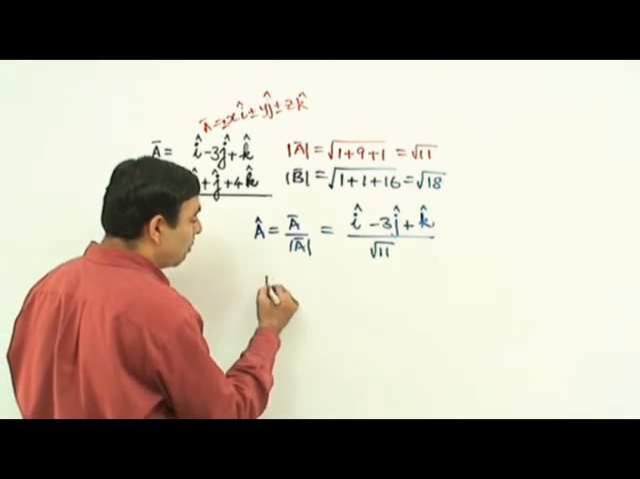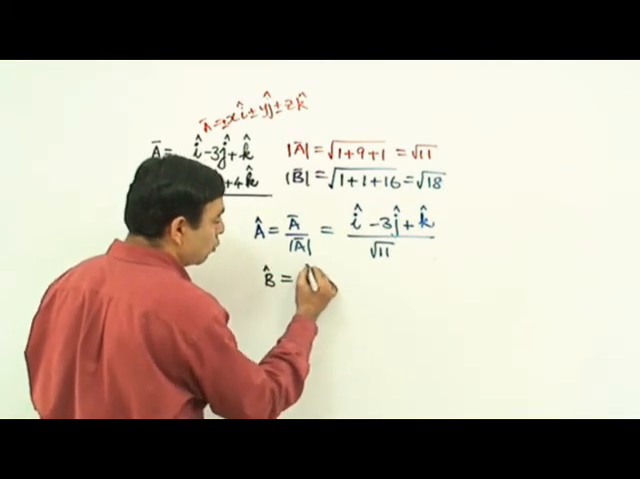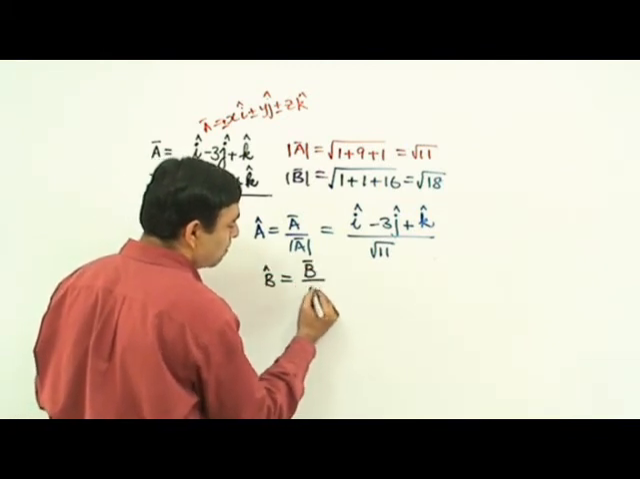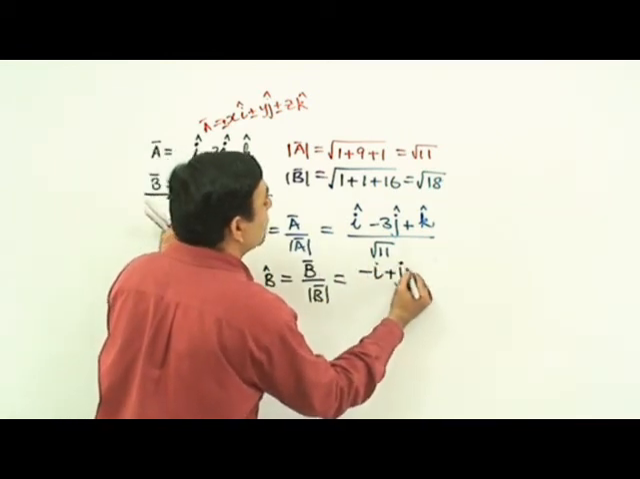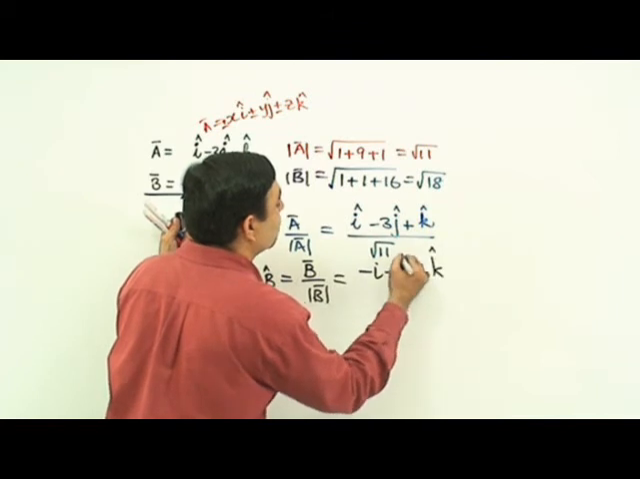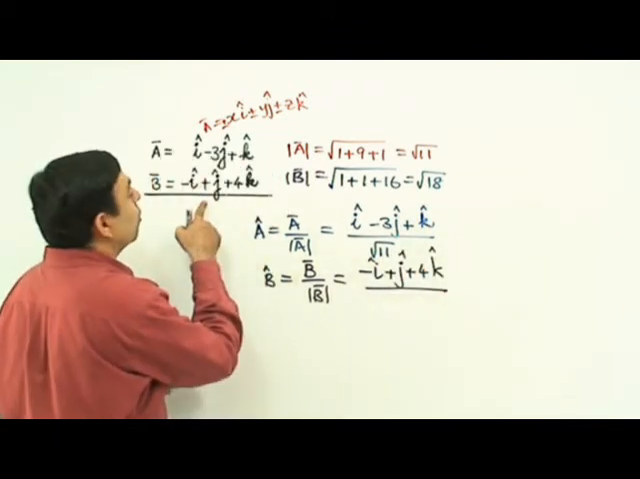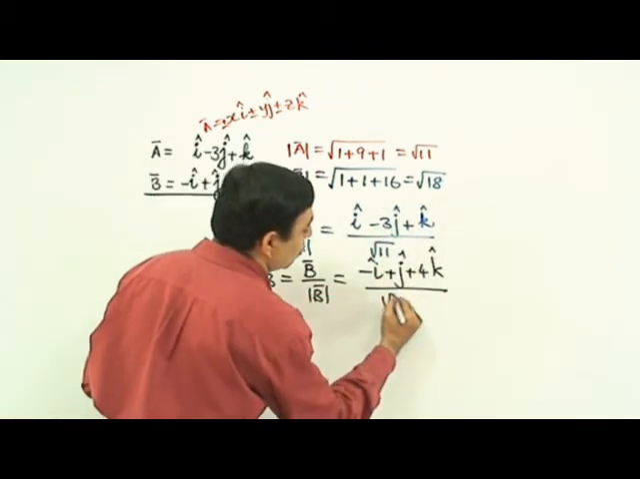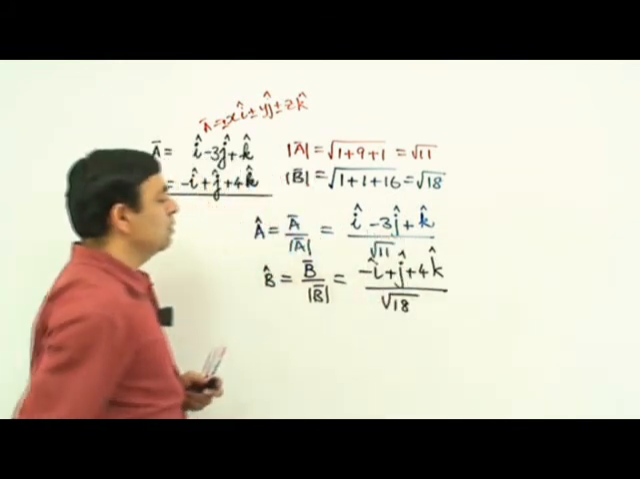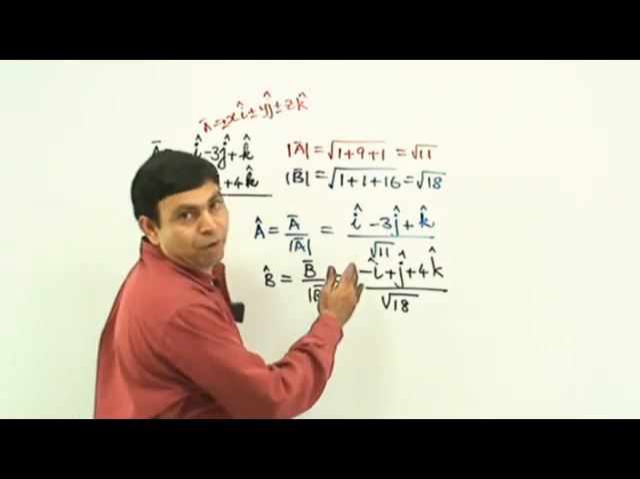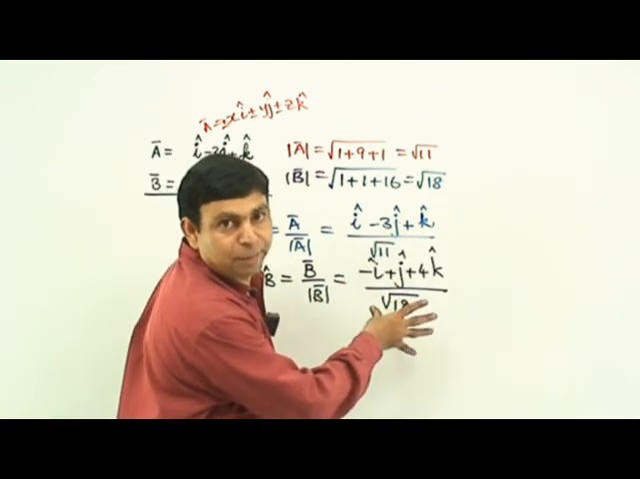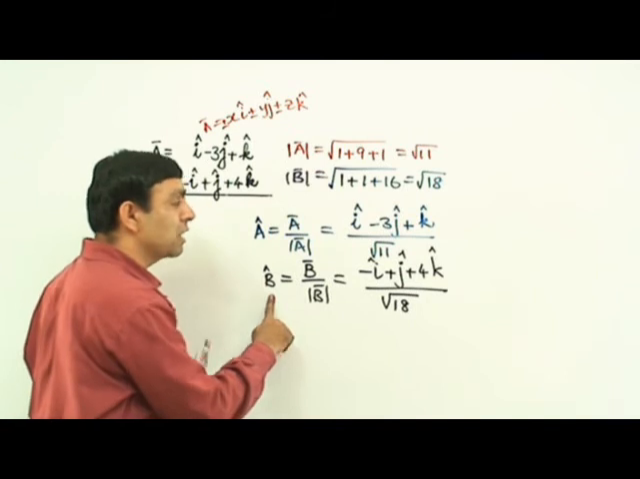It will be B cap, so B by mod B. Vector B is here minus i plus j plus 4k, this is the given vector B, by mod B, which is root 18, so let me write root 18 over here. So this is the unit vector of vector B, a vector whose magnitude is 1 and direction is the same as that of B. A unit vector is just used as a direction indicator.